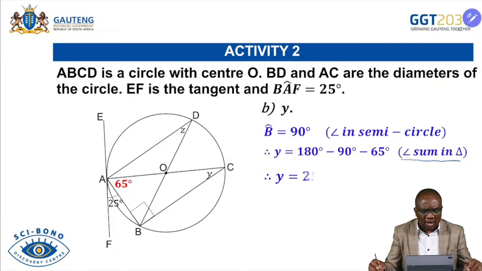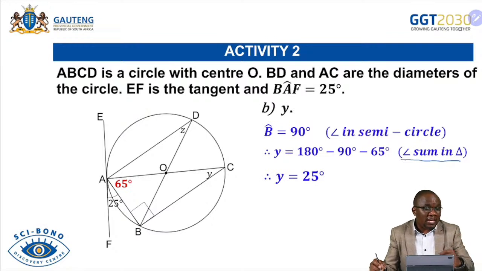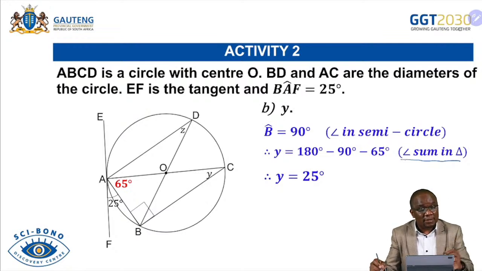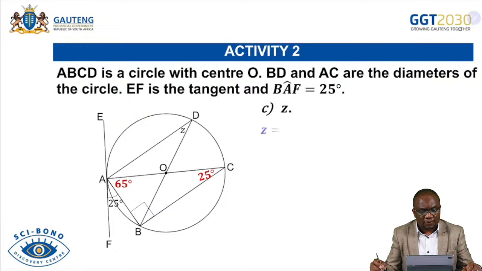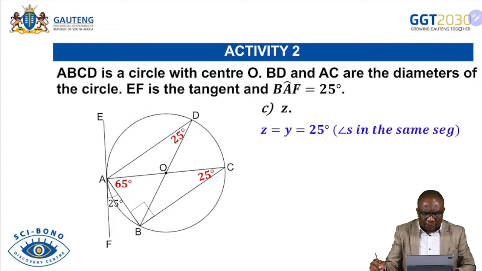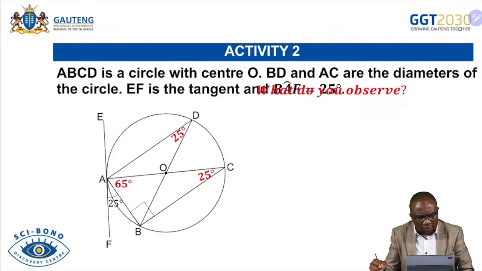Okay. And then Y is 25 degrees. You see that? And then we said Y and Z are angles in the same segment. They are subtended by the same chord, or by the same arc. So they are equal. So Z also is 25 degrees. Okay, Z is also 25 degrees. Right. Now, what do you observe?